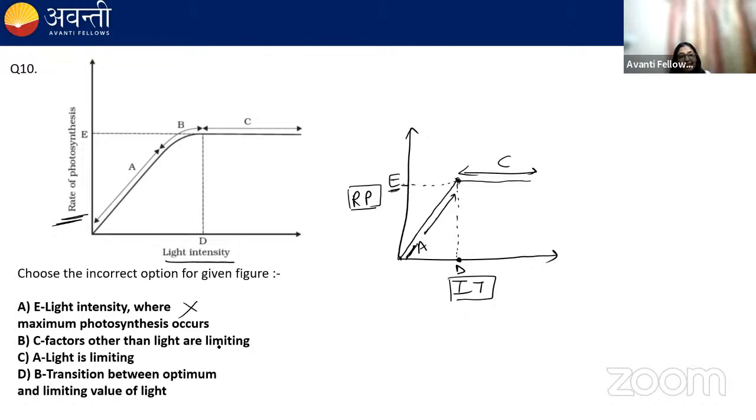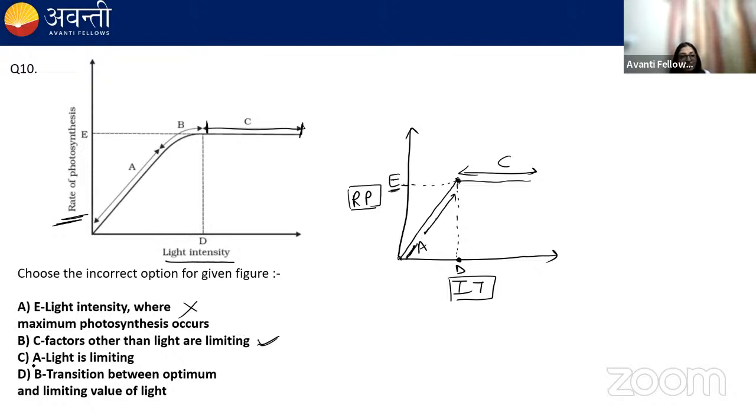Factors other than light are limiting. Absolutely correct. Other factors become the limiting factors at this point. Now the light is no more the limiting factor. Now the other factors play the role and they have become limiting. So the factors other than light are limiting.